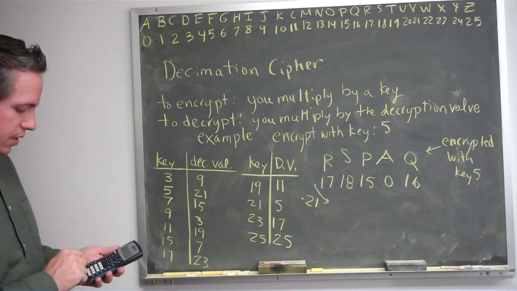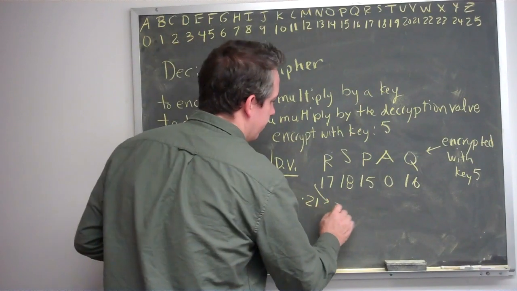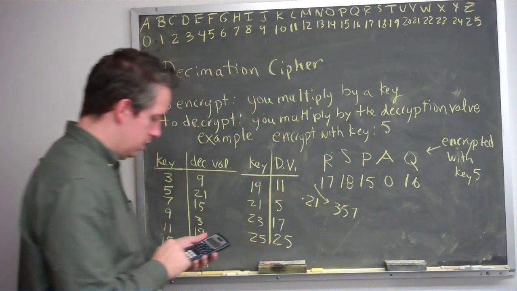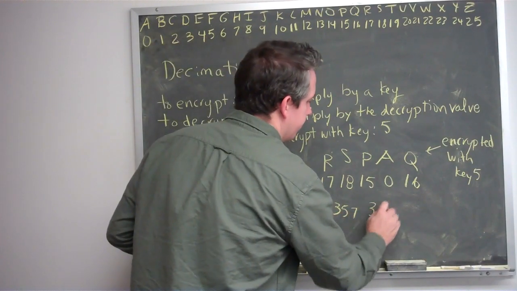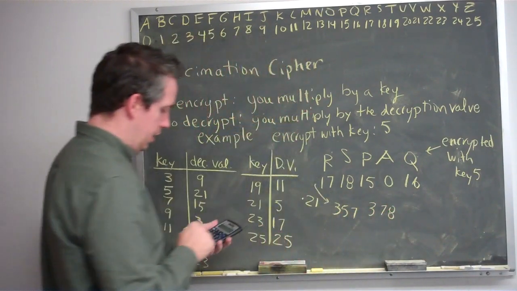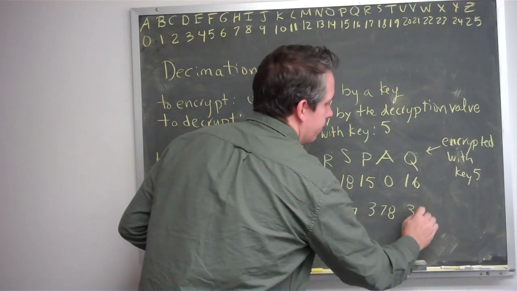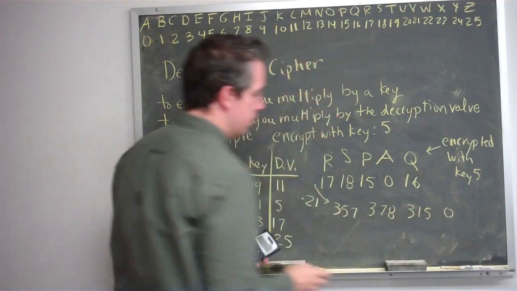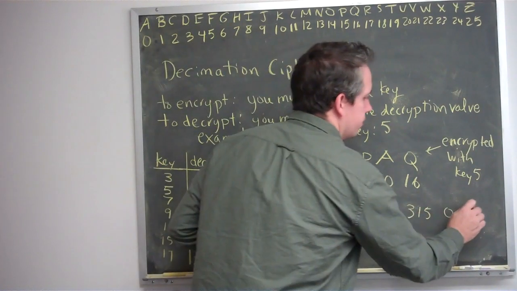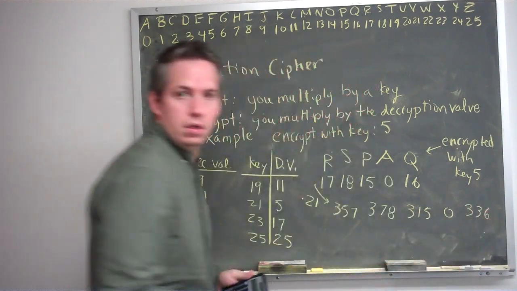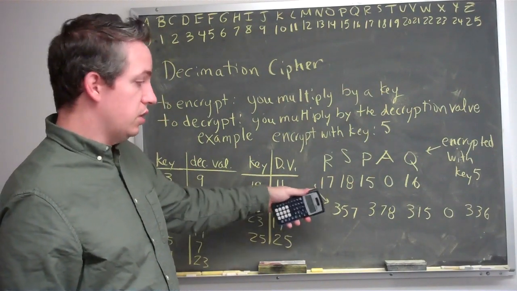So I'll take 17 and I'll multiply it by 21, and I get 357. 18 times 21 gives me 378. 15 times 21 gives me 315. 0 times 21 gives me 0, and 16 times 21 gives me 336. Alright, so this right here is the decimation decryption.